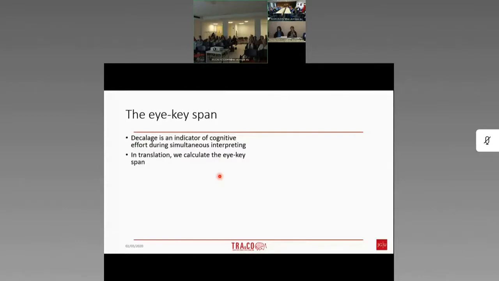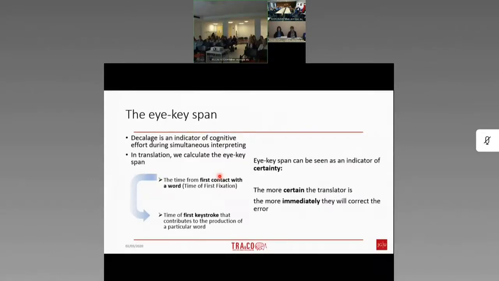We did one additional analysis. Obviously, I don't need to explain what décalage is, but it is often used as an indicator of cognitive effort during simultaneous interpreting. So the time between the pronunciation of a source word and the production of the aligned equivalent target word. And in translation, we calculate something very similar, which is the I key span. So the moment between the first contact with a word and the first keystroke that contributes to the translation of that very word. That is what we call the I key span. The I key span can be seen as an indicator of certainty. If you're very certain, it is very small. If you're very unsure, it becomes very long.